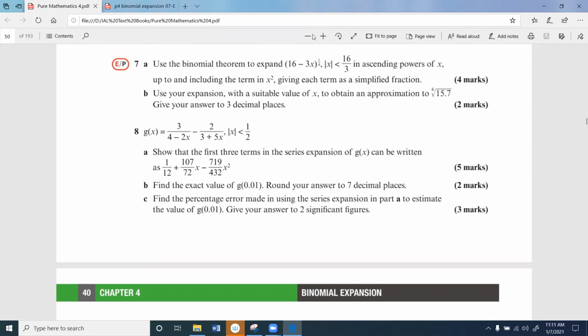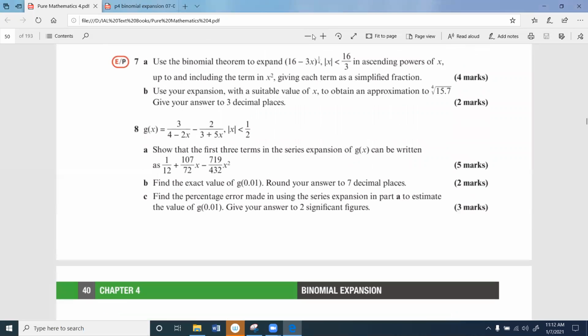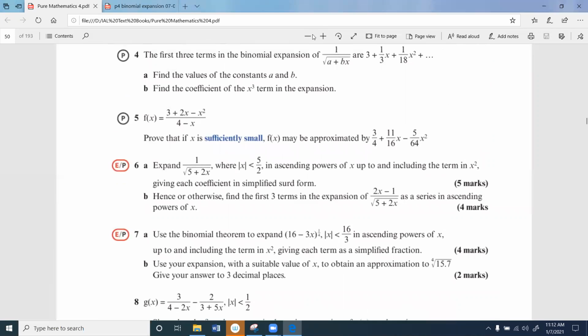Then this question is chapter 4, binomial expansion, question number 7. Yeah, that's it. Then let's go to the question.